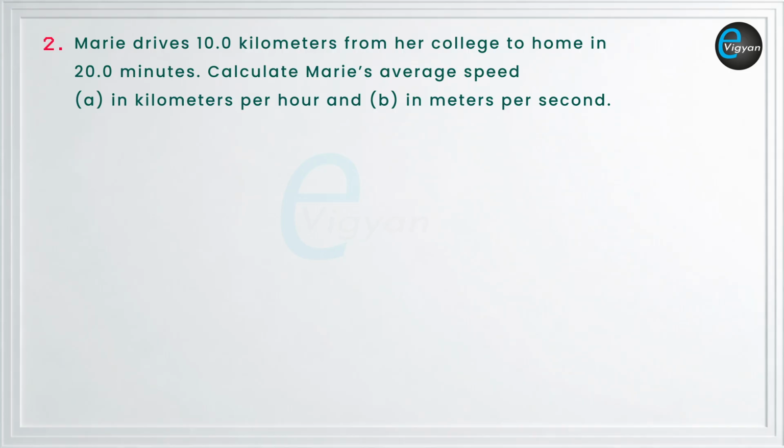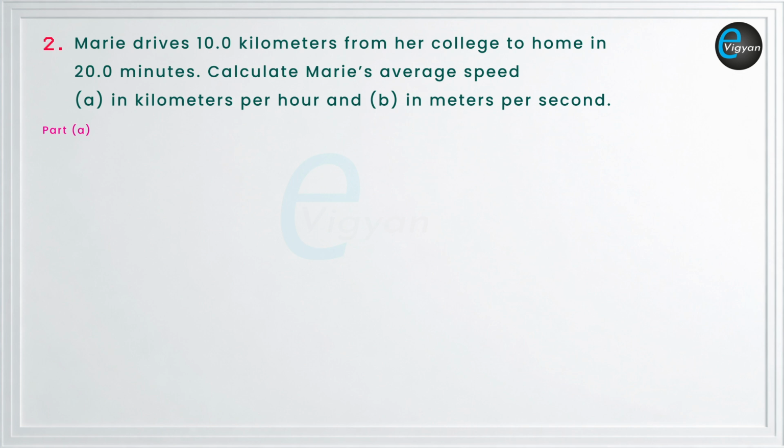Mary drives 10 kilometers from her college to home in 20 minutes. Calculate Mary's average speed in kilometers per hour and in meters per second. Here first we calculate the average speed using the given units. Then we can get the average speed into the desired units by picking the correct conversion factor and multiplying by it. The correct conversion factor is the one that cancels the unwanted units and leaves the desired units in its place. Solution for part A.